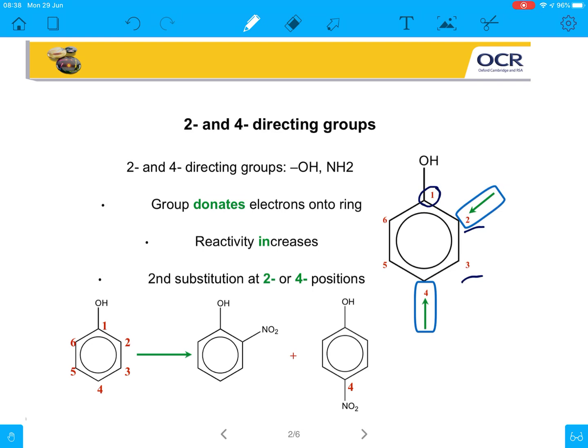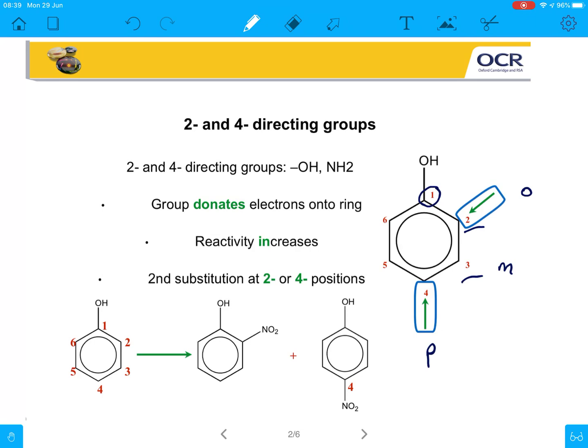Sometimes you might see these positions known as ortho, meta, and para. So if something is ortho and para directing, it is 2,4 directing. If something is meta directing, it is 3 directing.